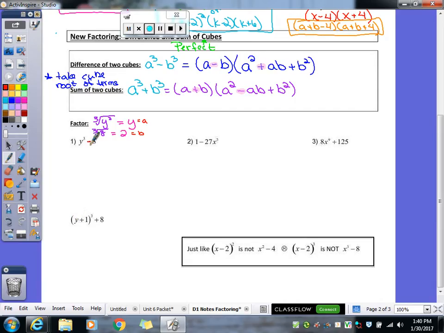So since this one is subtraction, I'm going to follow my first formula up here. So it starts with first term minus second term. So y minus 2. Again, it's after you've taken the cube root of them. Then it's going to be your first term squared, so y squared, plus the two terms multiplied, so plus 2y, and then plus the second term squared, so 2 squared gives me a 4. And then that's it. You're never going to be able to factor it any further than that.